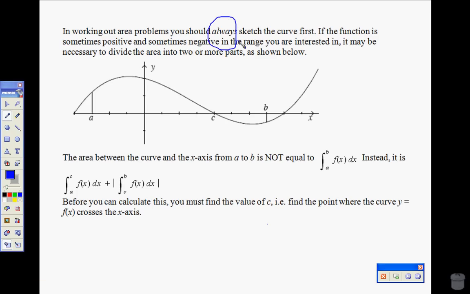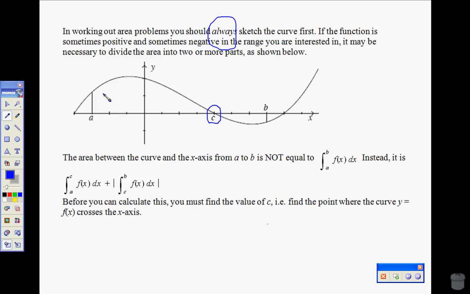Okay, sketch the curve. It doesn't have to be a great sketch, but you should be able to see where the curve's above and below the x-axis. So it's really important a lot of times to see where it cuts the x-axis, because if you can find where it cuts the x-axis, that's where you're going to be able to split up your integrals.